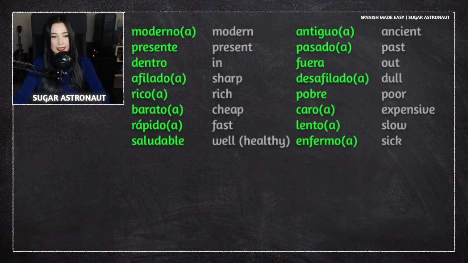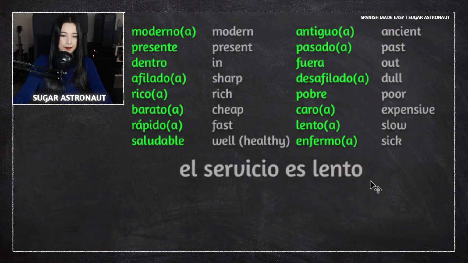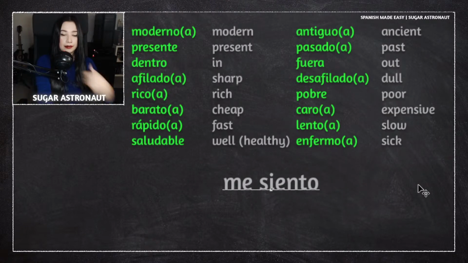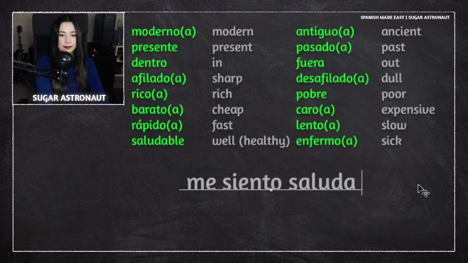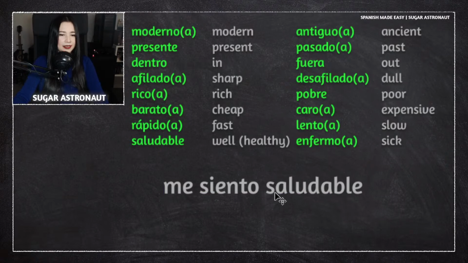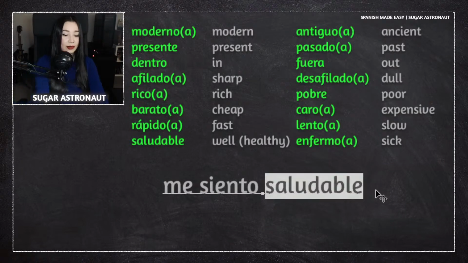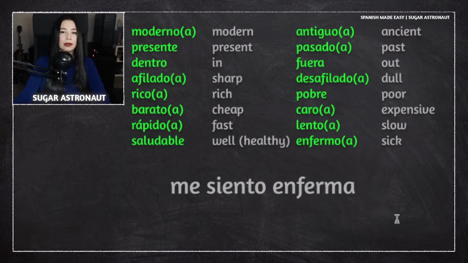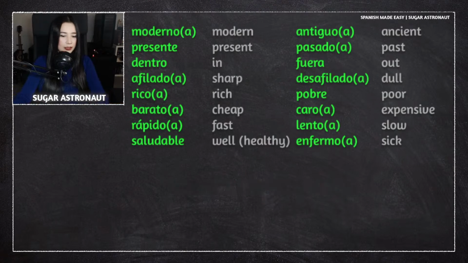Enfermo, enferma, sick. So you can say, me siento saludable. I feel healthy. Or you can say, me siento enfermo or enferma. Let's go with enferma. Me siento enferma. I feel sick. You know, I feel unwell. Yeah. So, saludable, enfermo. Interesting. The next one.